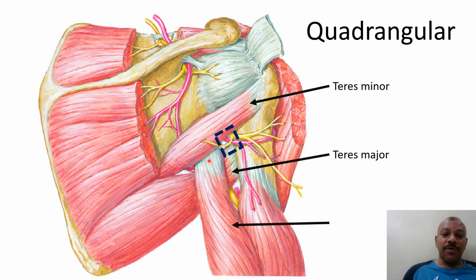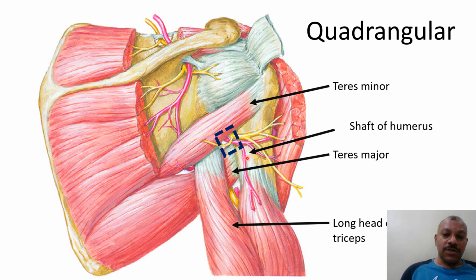Now let us see the medial boundary. This medial boundary is formed by the long head of triceps brachii. And the lateral boundary is contributed by the shaft of humerus. So try to observe these four boundaries: superior boundary teres minor, inferior boundary teres major, medial boundary long head of triceps brachii, lateral boundary the shaft of humerus. Now can you see the quadrangular space over here?